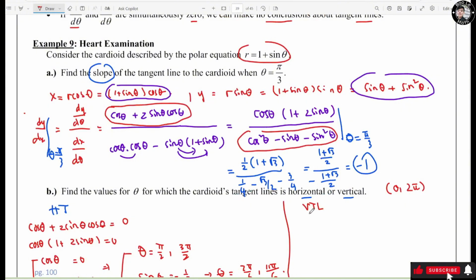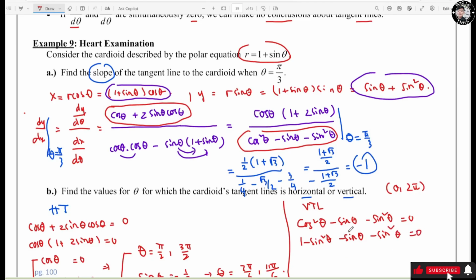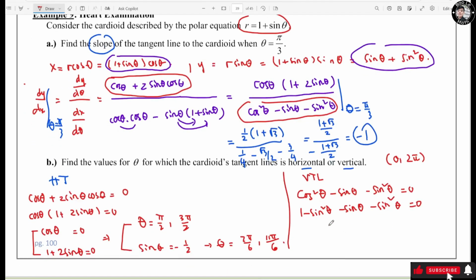Alright, so I have cosine square theta minus sine theta minus sine square theta equals 0, right? So I have cosine square is going to be 1 minus sine square theta, minus sine theta minus sine square theta equals 0. I need to rewrite this equation as the quadratic equation.